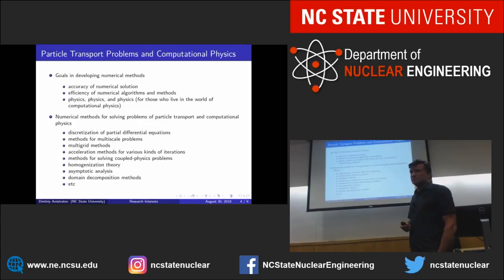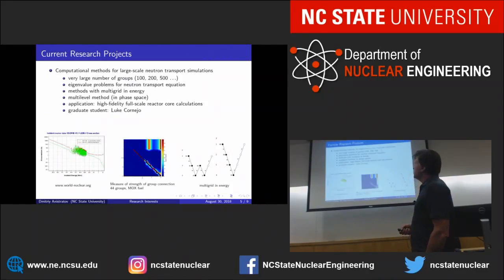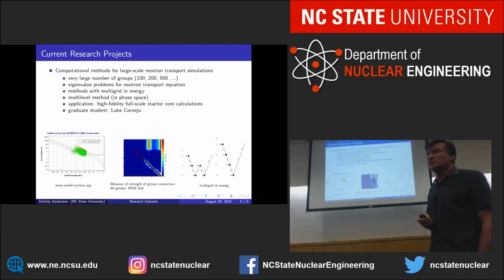You work with some asymptotic analysis because it can help you understand how you approach limits that characterize specific physics phenomena. Domain decomposition methods. Again, it's not the complete list. And projects. First of all, methods for large-scale neutron transport, driven by interest in full-scale neutron transport calculation in the core.